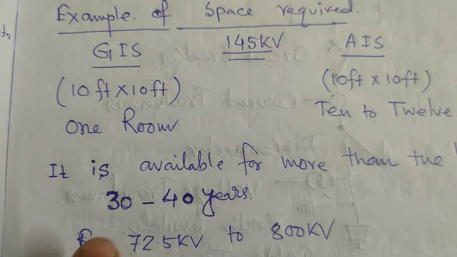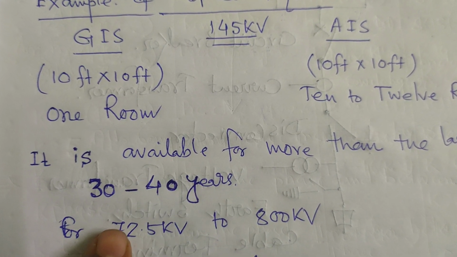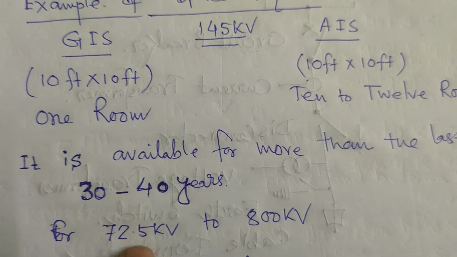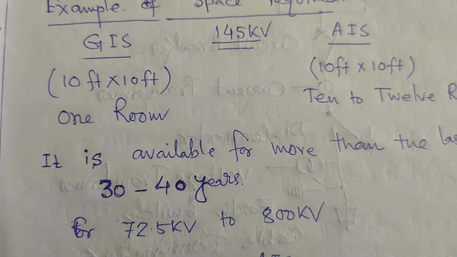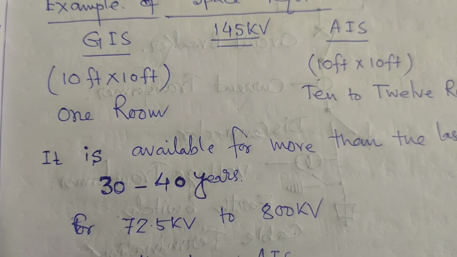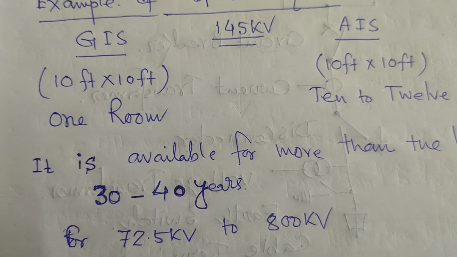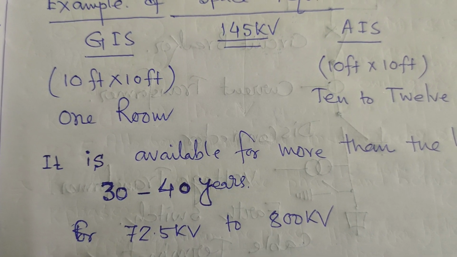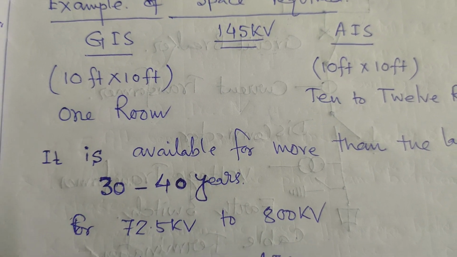It is not a new technology or enhancement. It was being used 30 to 40 years ago. Nowadays we prefer GIS because of the space requirements. In a busy city or congested area, space is not available, so one room or a big room is required for installation of the GIS panel or GIS modules to fulfill our requirement. That's why GIS substations are preferred nowadays.